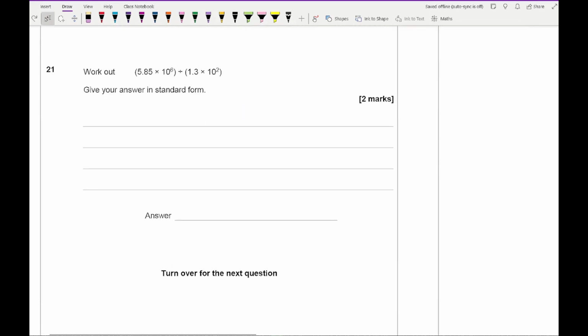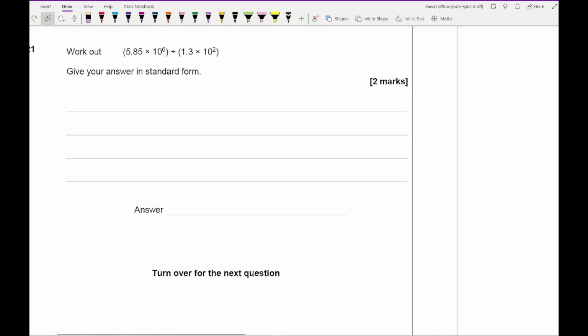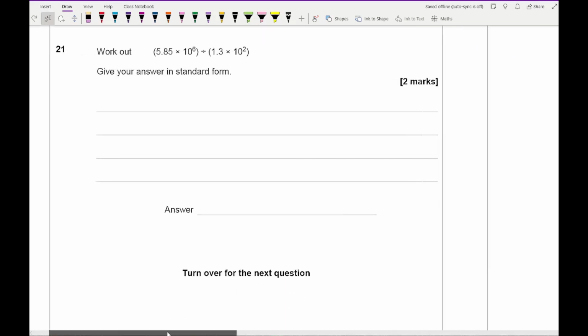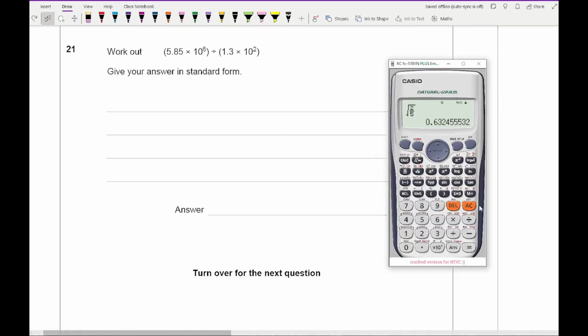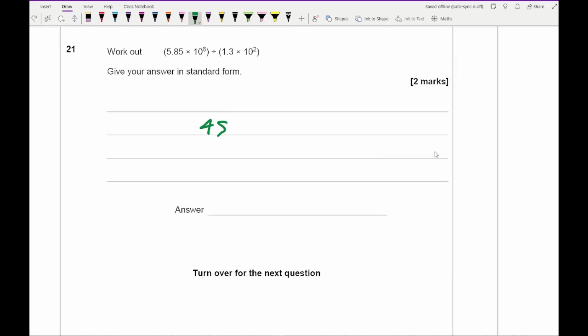Then for question 21, it says work out, and we've got our standard form. For this, as it's a calculator paper, all we need to do is simply type it into the calculator. Here you've got a couple of options. I would probably put it in brackets just to play it safe. So I've got 5.85, press my standard form button, enter the power, which is 6, close bracket, divided by open bracket 1.3, standard form button 2, close bracket, press equals, and I get 45,000.